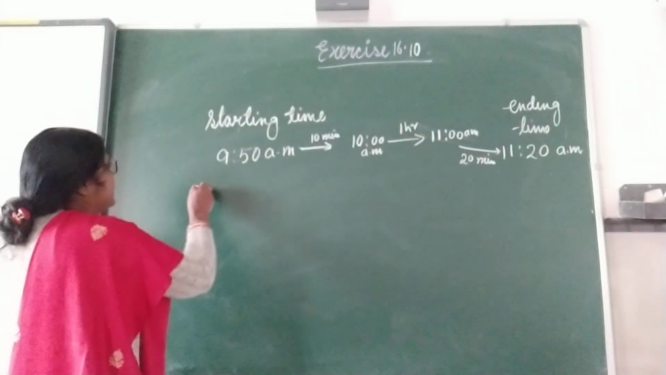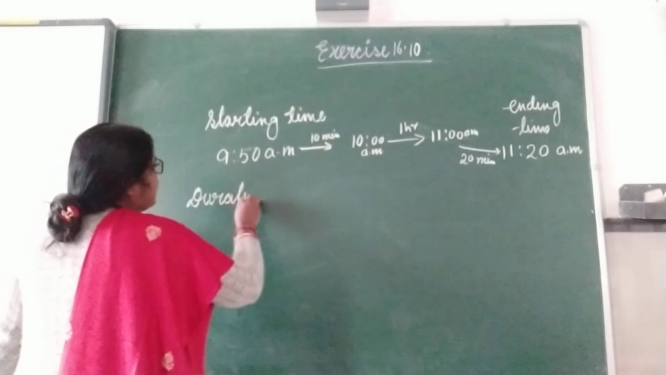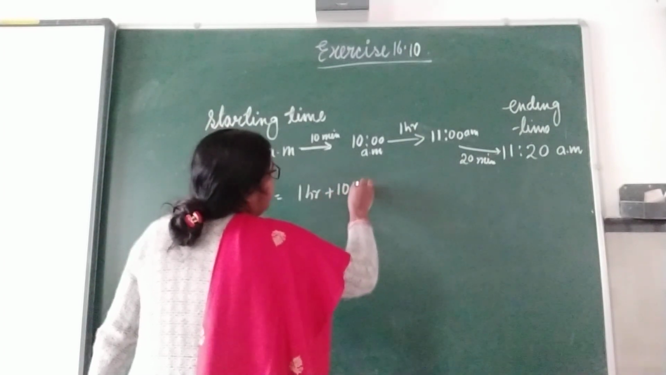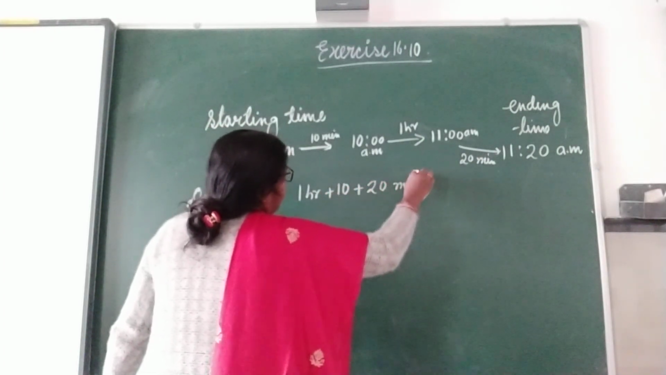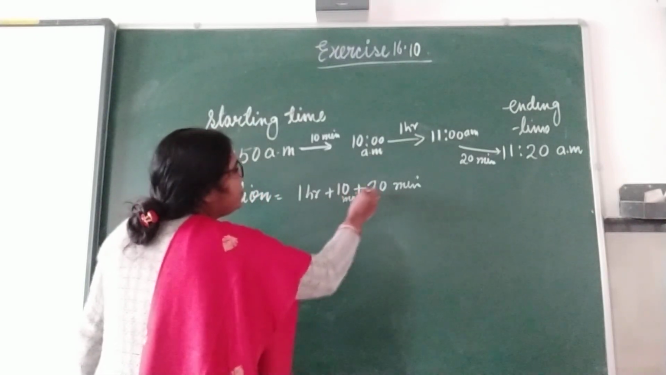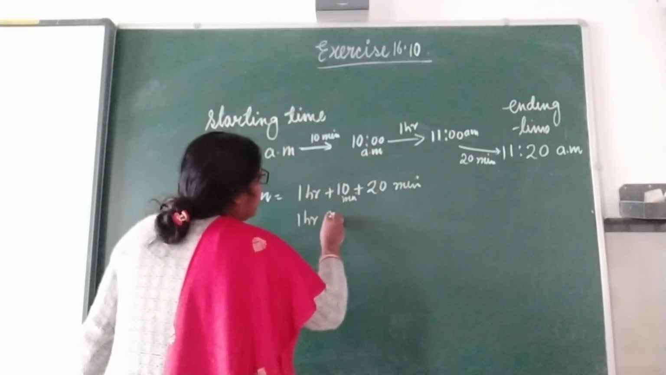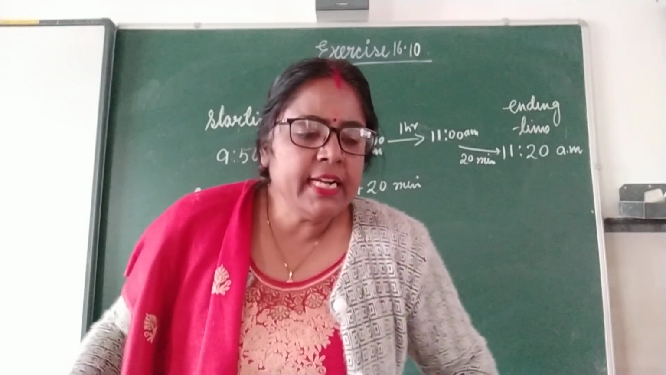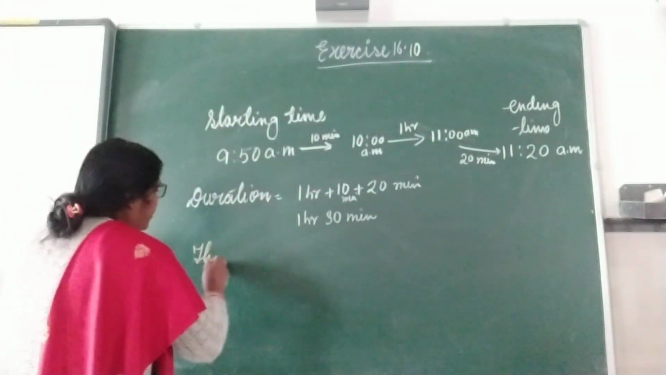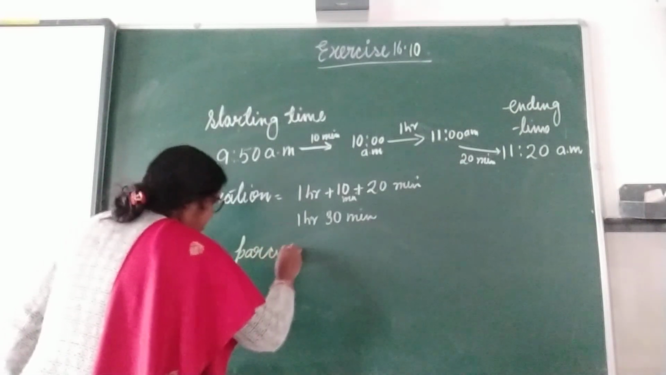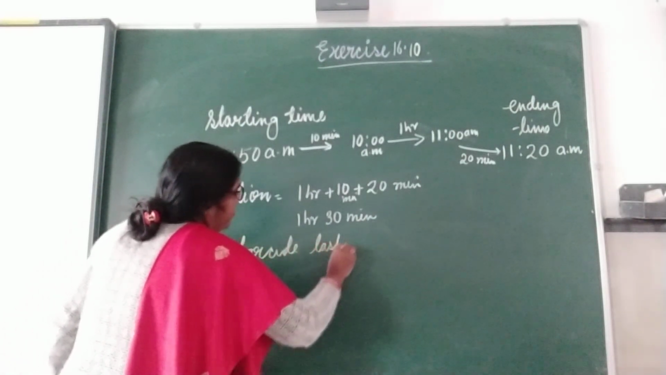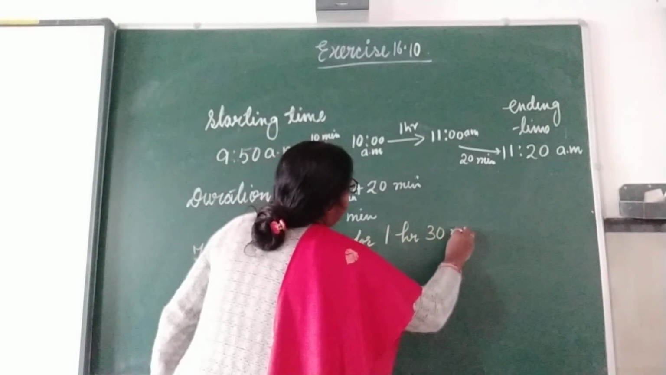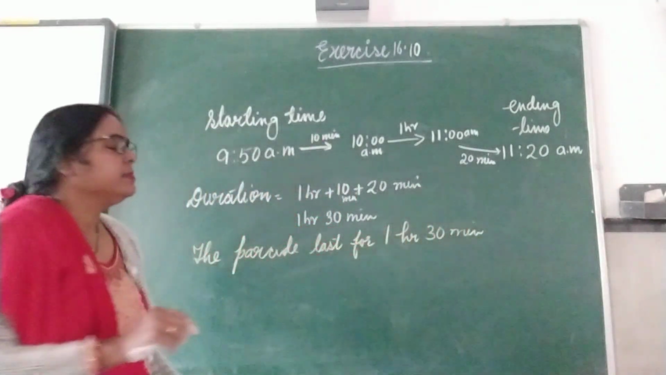So total duration is equal to 1 hour plus 10 minutes plus 20 minutes. So 20 plus 10, 1 hour 30 minutes. So we write down the complete answer. How long did the parade last? The parade lasts for 1 hour 30 minutes.